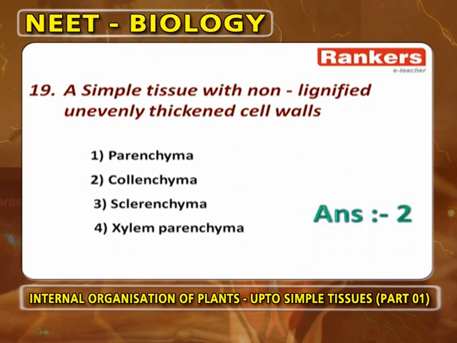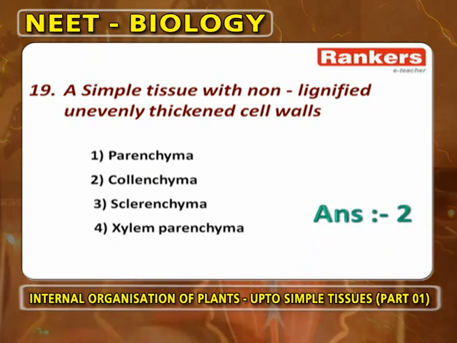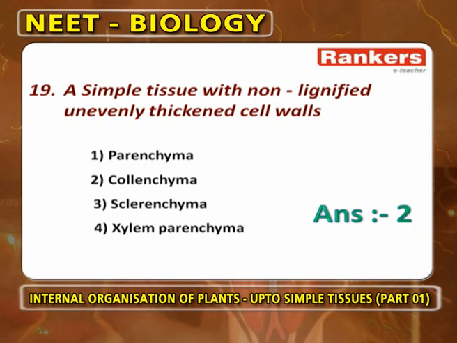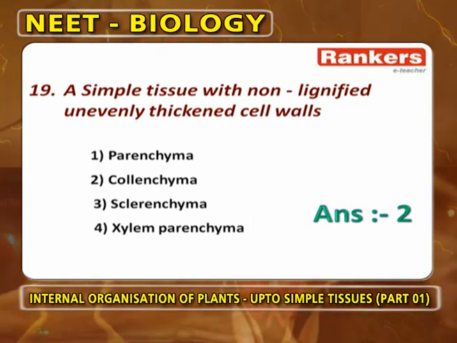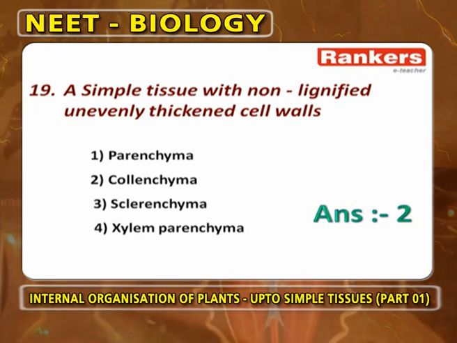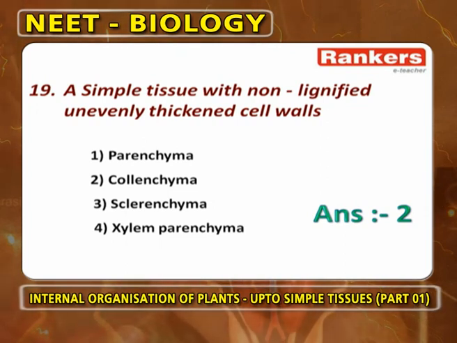A simple tissue with non-lignified unevenly thickened cell walls. Here sclerenchyma is also a simple tissue but with lignified cell walls. Xylem parenchyma is a part of xylem with some areas having lignified cell walls. Parenchyma absolutely does not show lignified cell walls; it shows only cellulose, hemicellulose and other substances. So, a simple tissue with non-lignified unevenly thickened cell walls is collenchyma, because collenchyma is a simple tissue with pectin and cellulose, no question of other substances. So, answer is 2.